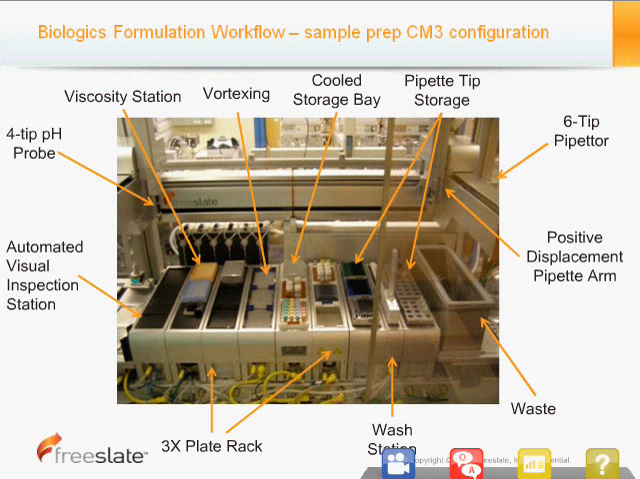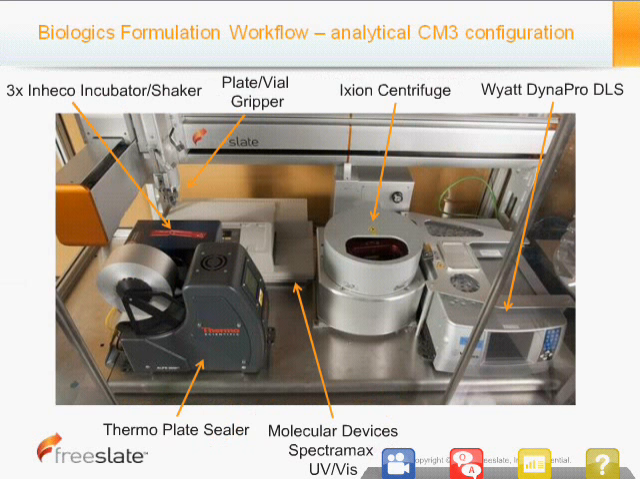So the next slide shows the left-hand side of the system, which we consider our sample analysis part of the workflow. Here we have two analytical tools in the system. They're two plate reader type instruments. One is a Molecular Devices SpectraMax, which we use for plate-based UV vis measurements. We also have a Wyatt DynaPro dynamic light scattering instrument that can also do plate-based dynamic light scattering measurements.